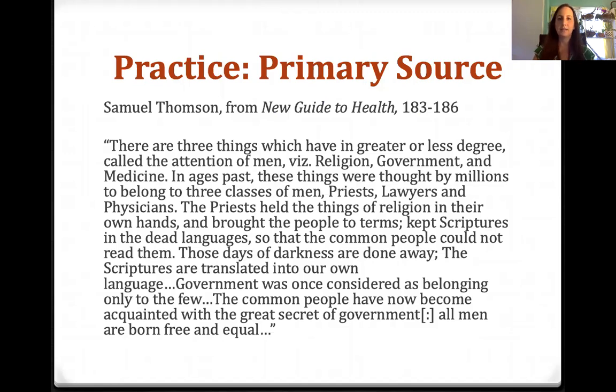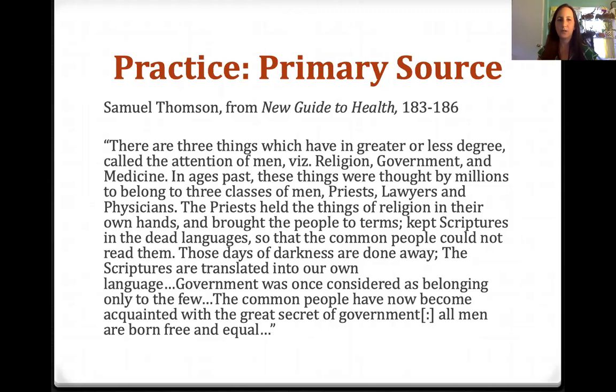In ages past, these things were thought by millions to belong to 3 classes of men: priests, lawyers, and physicians. The priests held these things, the things of religion, in their own hands and brought the people to terms, kept scriptures in dead languages so that the common people could not read them. Those days of darkness are done away. The scriptures are translated into our own language.